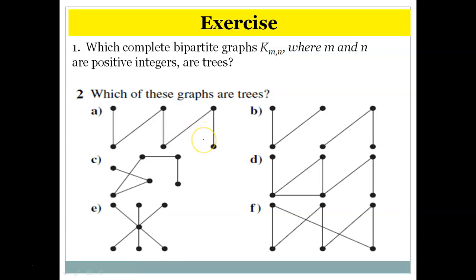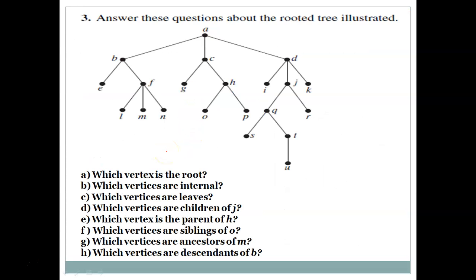So these are certain exercises related to trees. The first one: which complete bipartite graphs K m,n, where m and n are positive integers, are trees? You have to think for what values of m and n the complete bipartite graph becomes a tree. And the second one: which of these graphs are trees, you should identify. We have already discussed an example of this type.